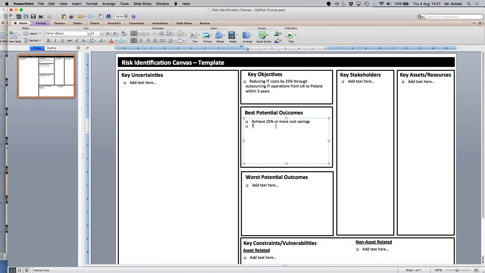Okay, so another outcome is that we are able to transition to Poland without any disruption. So while we are doing the transition, one of the positive outcomes of achieving that objective, or we would consider it to be successful, is if we make the transition, but then our IT systems still keep running and our customers don't see any impact.